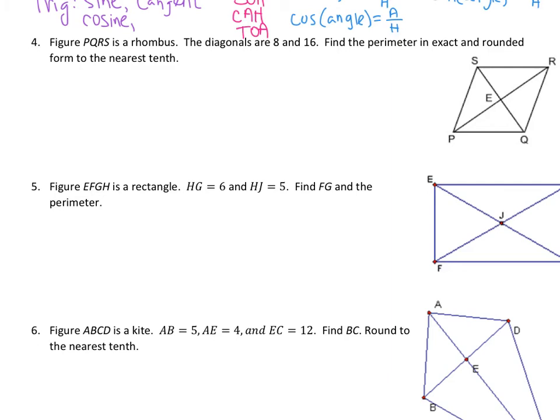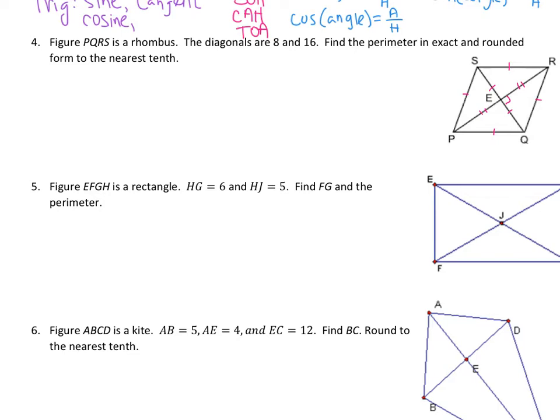In number 4, we have figure PQRS, so we know it's a rhombus, so we know that all four sides are going to be congruent to each other. We also know that the diagonals are bisecting each other, and we also know that the diagonals are perpendicular, so we have that they are bisected by having these pieces the same, and we know that the diagonals are perpendicular to each other, so it's 90 degrees in the center, and that's for all four of those triangles.